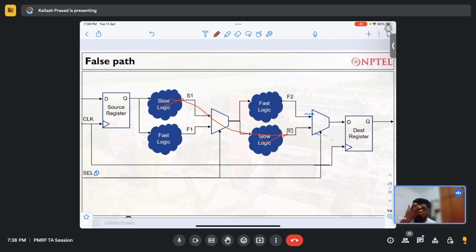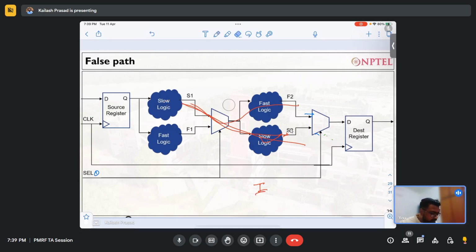Obviously, if you are not taking care of the false path, you will assume that this is the slowest path, and I will decide the time period based on this. But this was actually not the slowest path, because this path will never occur. The path will occur like this, and you could have improved the time period by some amount.